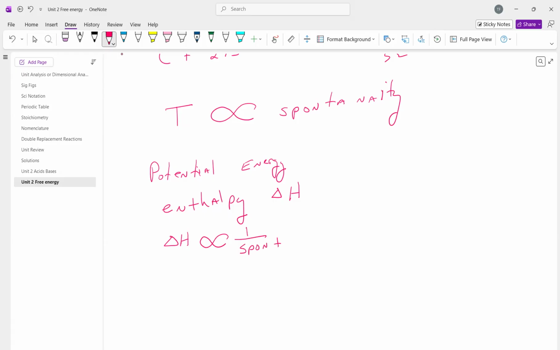So as delta H goes up, the spontaneity goes down. Okay, the last term is entropy, and that's delta S. Entropy is directly related to spontaneity.